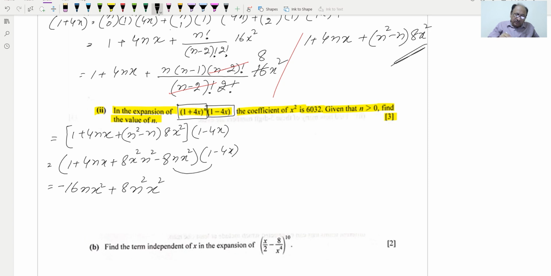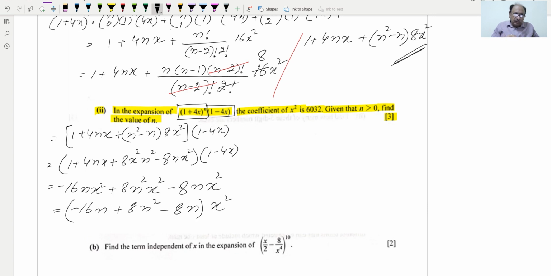When we multiply this with 1, we will get again x square. So it will be minus 8n x square. And when we multiply this with this, we'll be getting x cube, which we are ignoring. So these are the terms in which we are interested, and now we can take x square as common. So it will be minus 16 plus 8n square minus 8n, and outside will be x square.